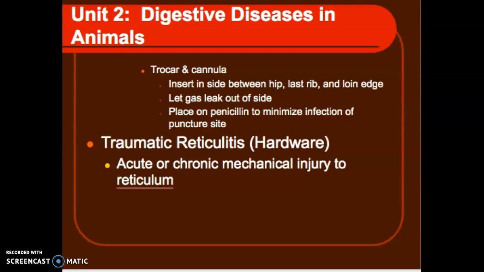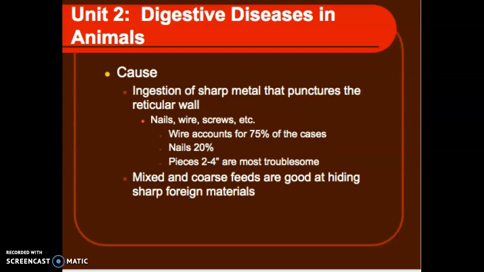Okay, then finishing up this particular section really quick and talk about hardware disease. And this is an acute or very chronic mechanical injury to the reticulum. You've got basically a piece of wire, a screw, something poking through the side of the reticulum. And historically, wire, and specifically fence wire, accounts for about 75% of the cases. It's much less common today, especially with our TMR feeding systems that have magnets on the TMR mixers. It's less common for you to have this particular problem, but anytime you have animals out on pasture, ruminants can be susceptible to hardware disease.